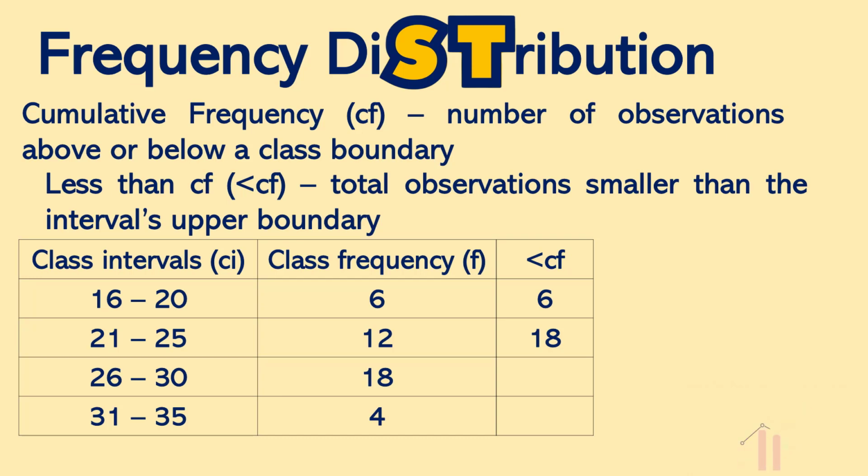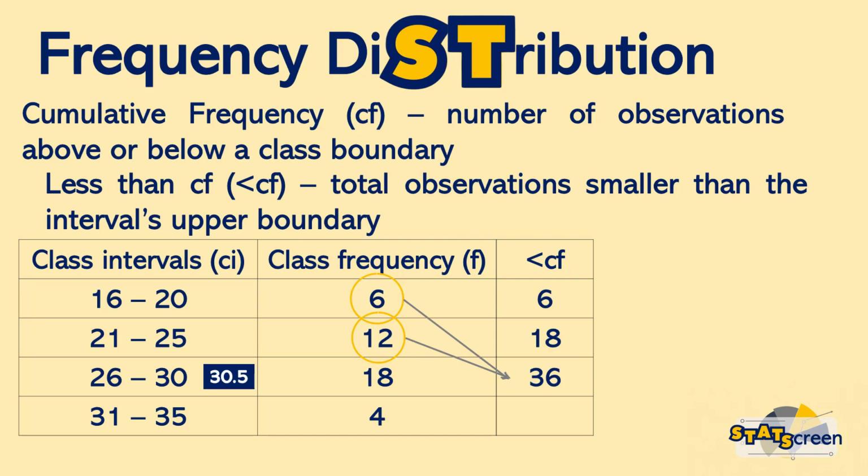Using that same concept, when we reach the third class interval with the upper class boundary of 30.5, it includes 18, the 18 meaning the class frequency for this class interval, and all the values before it. In short, we have 18, we have 12, and 6. Therefore, the final result is 36, because that's 18 plus 18.